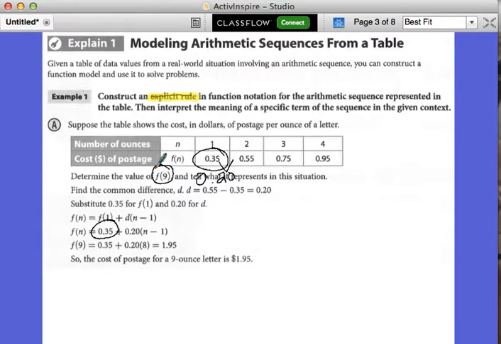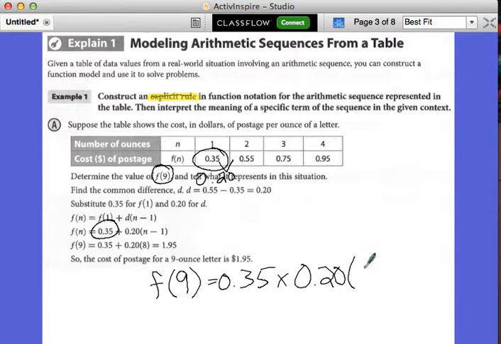letter? So what it says here is f of n, n being the number of ounces, is equal to, well, I shouldn't say n, I'm going to put in 9 right off the bat since I have less space. So f of 9 would be equal to my 35 cents plus that difference of 20 cents times 9 minus 1. And then when I go through and solve that, I find that it'll cost me $1.95.